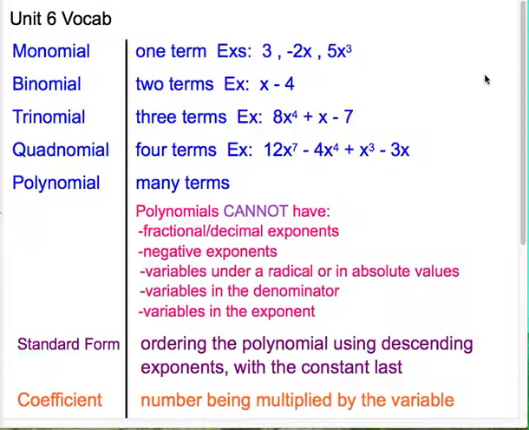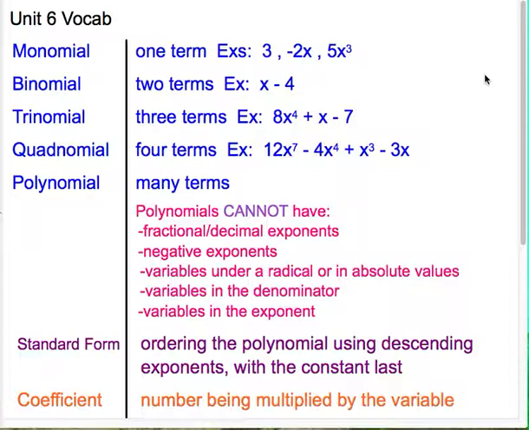So the first several terms you should be familiar with, and an easy way to remember what each of these terms mean is to just look at the prefix for each word. So mono means one, a monomial is a single term. Any constant or multiplication of constants and variables will give you a monomial. Bi means two, binomial is two terms. Tri means three, quad means four. So the definitions of those should be fairly straightforward.